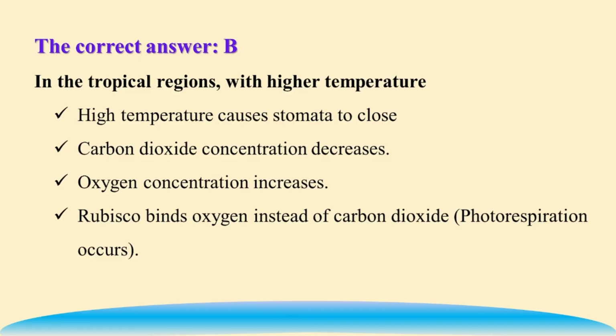The correct answer is B. At high temperatures, stomata often close to reduce water loss. As carbon dioxide levels fall and oxygen levels rise, Rubisco binds oxygen instead of carbon dioxide. This process is called photorespiration and reduces photosynthetic efficiency.